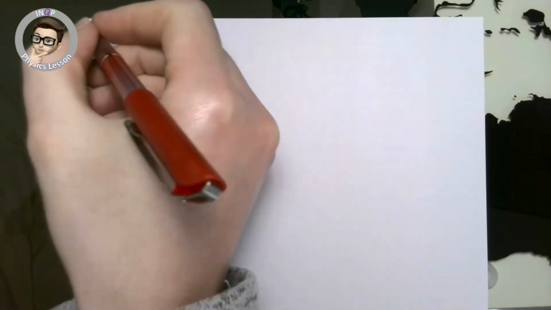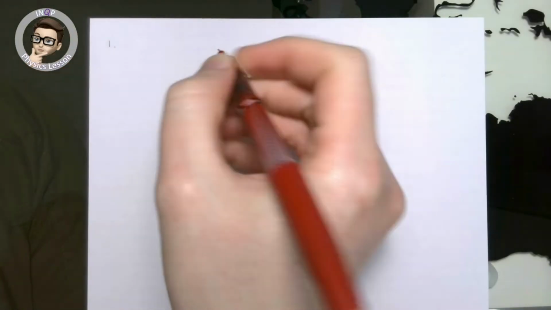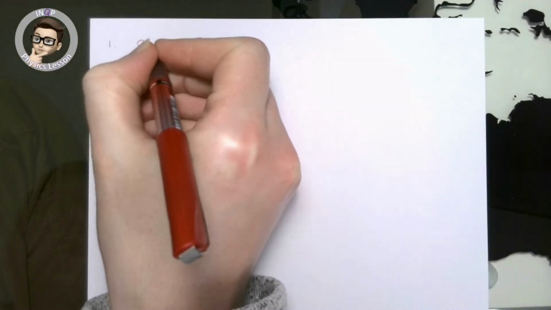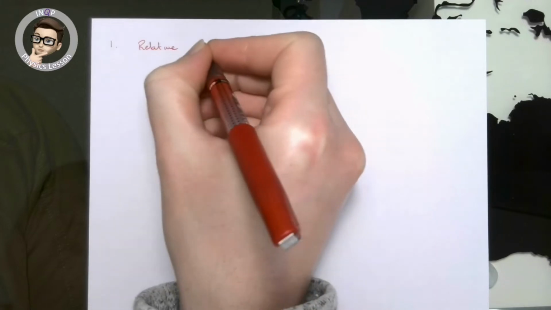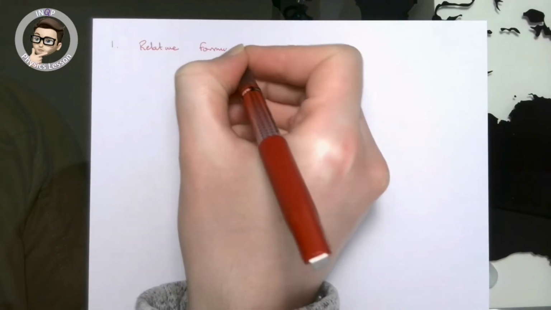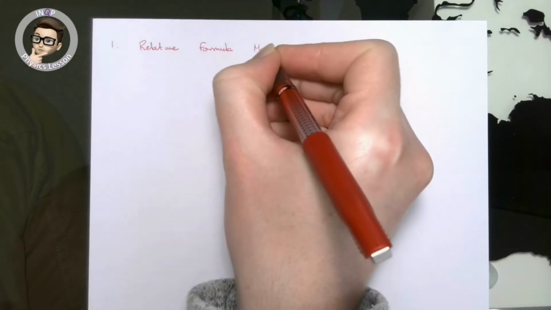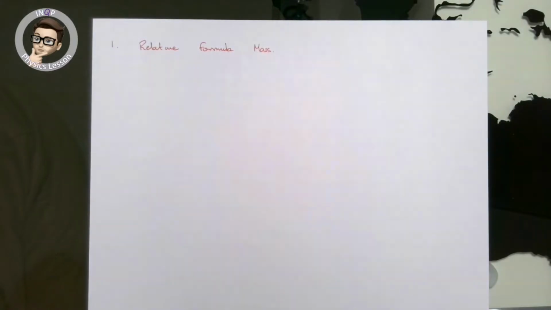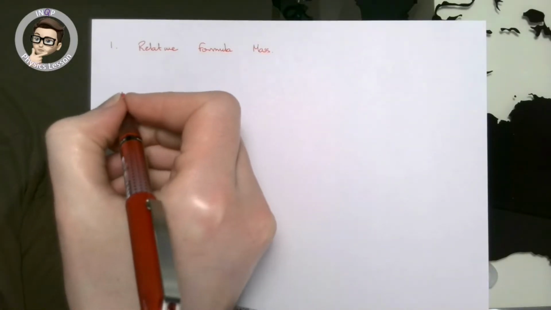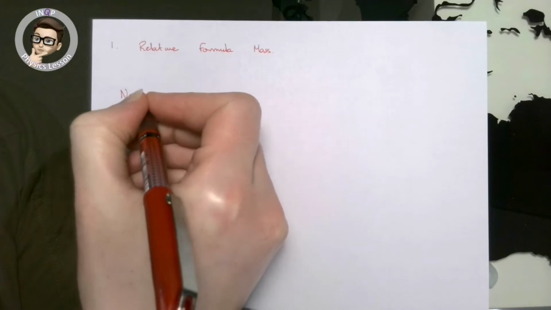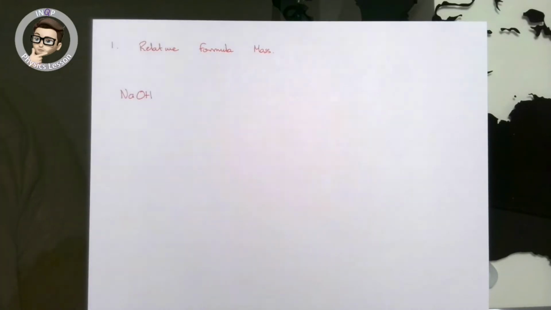We are going to start off with the relative formula mass. So hopefully you've understood the relative formula mass, which we did recently in the previous lesson. And let's start with a simple one. Let's start with NaOH, sodium hydroxide. We want to find the Mr of it.